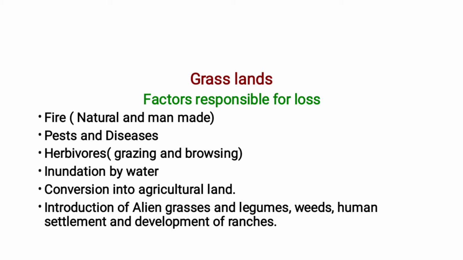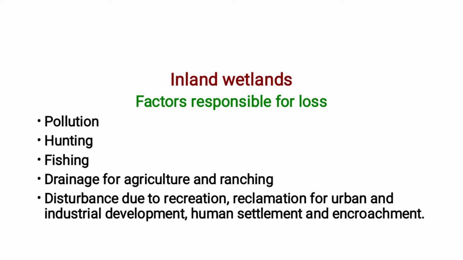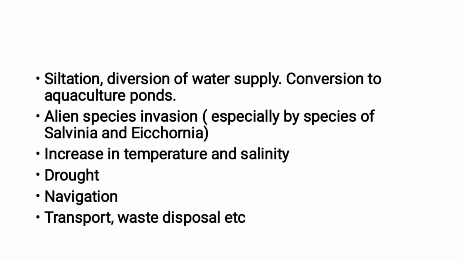Then grasslands. What are the factors? Fire, that is natural or man-made fire, pests and diseases, herbivores, inundation by water, conversion into agricultural land, introduction of alien grasses and legumes, weeds, human settlement and development of ranches. Inland wetlands: creating pollution, hunting, fishing, drainage for agricultural and ranching, disturbance due to recreation, reclamation for urban and industrial development, human settlement and encroachment, etc.